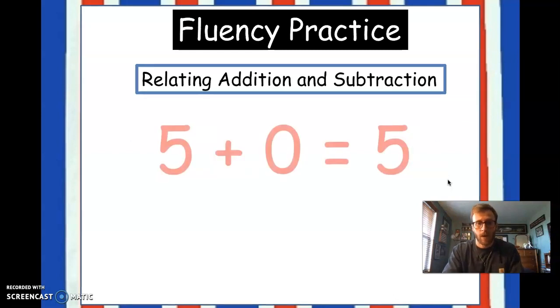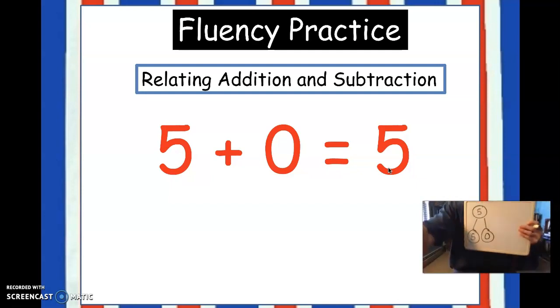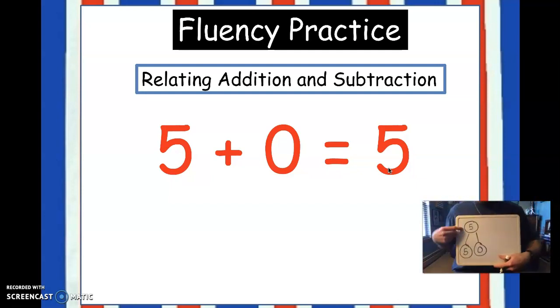So the first one is 5 plus 0. Now I need to use these same three numbers to make a subtraction sentence. So I'm going to start with a number bond. So give me a second here. I know 5 is my whole, then I have 5 as one of my parts, and 0 as one of my parts. So, as shown in my number bond, 5 is my whole, 5 is one of my parts, and 0 is one of my parts. 5 plus 0 equals 5.